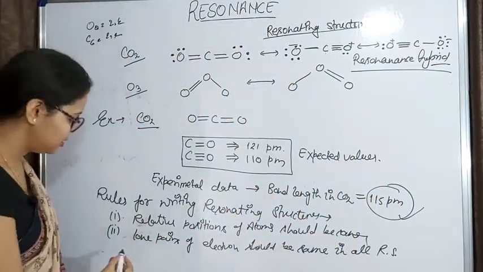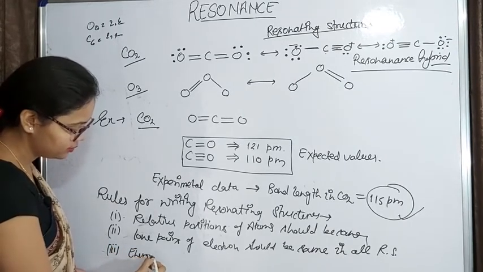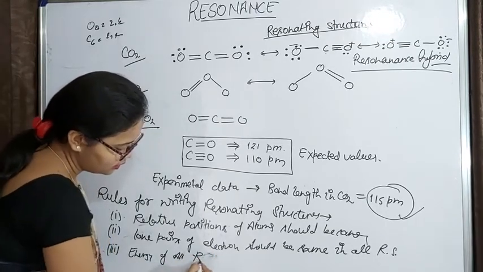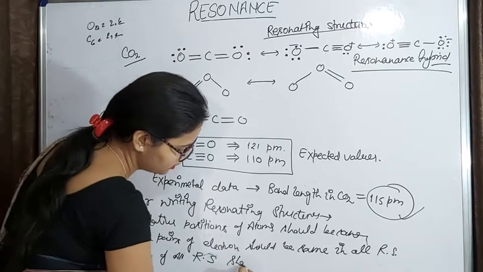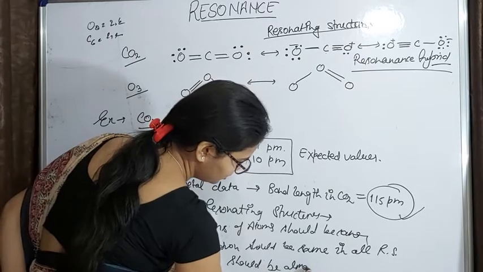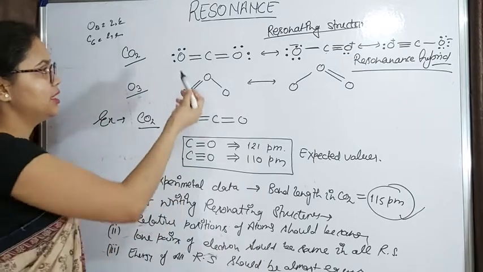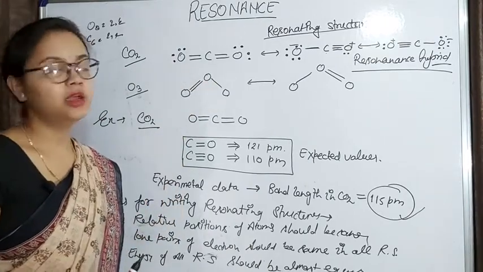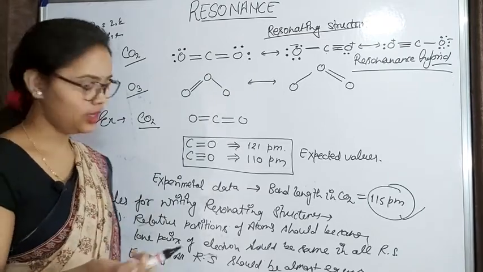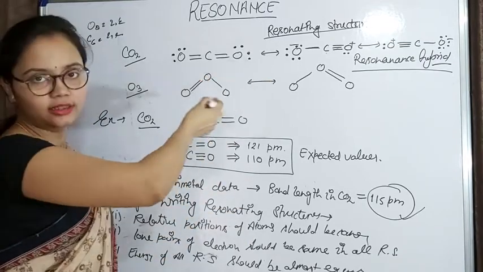Next, the third point: the energy of all resonating structures should be almost equal. As you can see here, the number of lone pairs of electrons is the same and the number of bond pairs of electrons is the same, so definitely they will have almost the same energies. So this is the next condition which we have to keep in mind while writing the resonating structures.